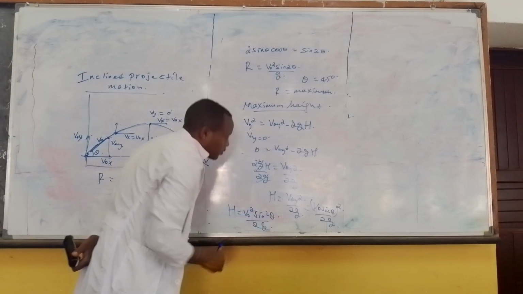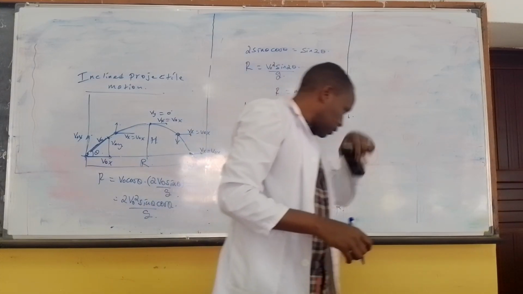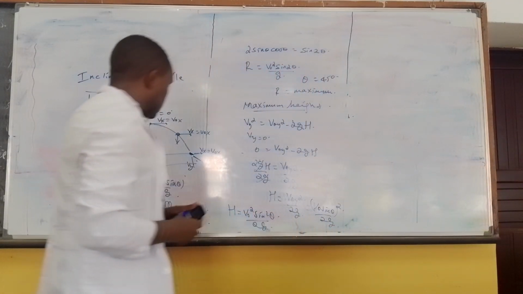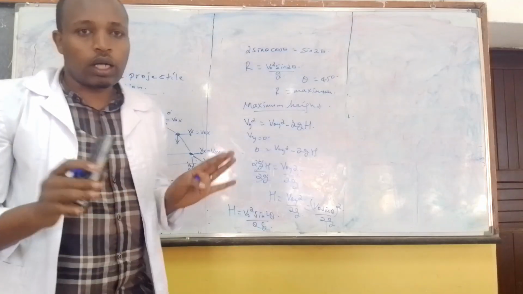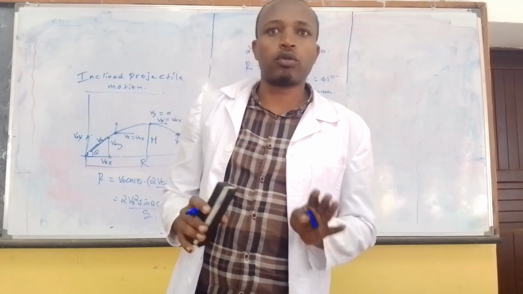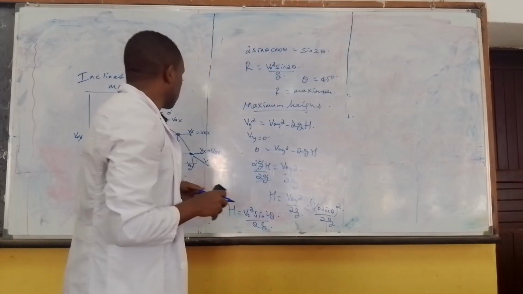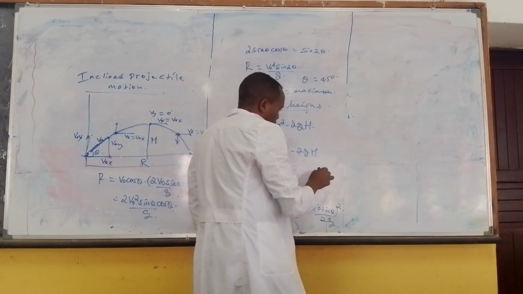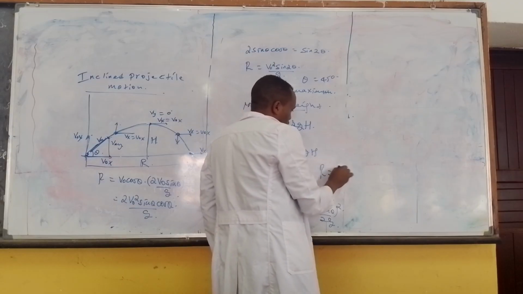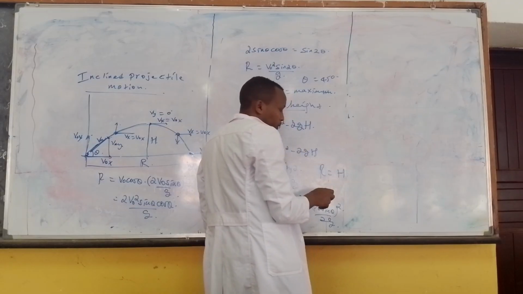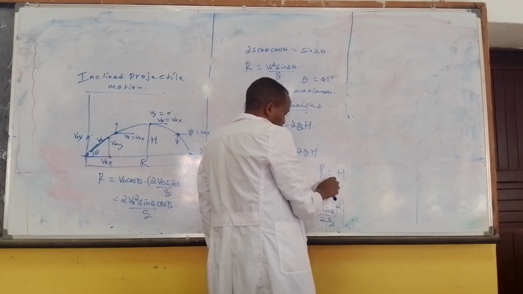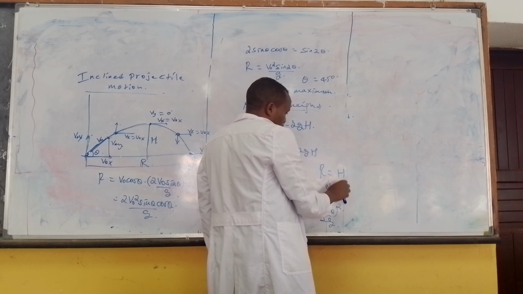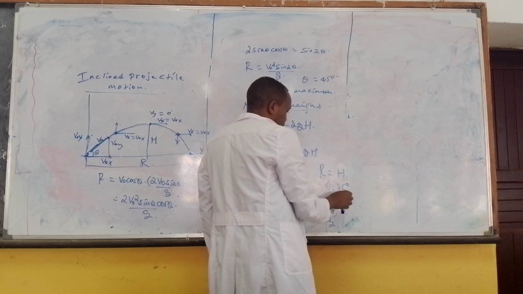Finally, we can calculate the angle for which the range and the maximum height are equal. Range and maximum height are equal when the angle theta is 75.76 degrees.